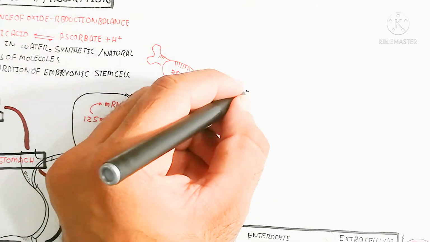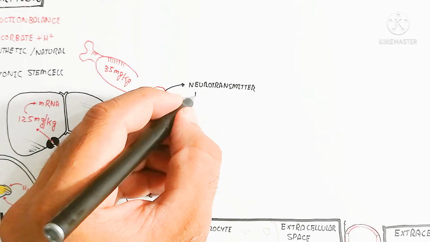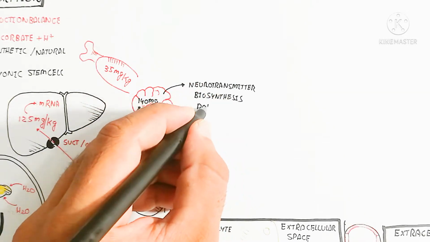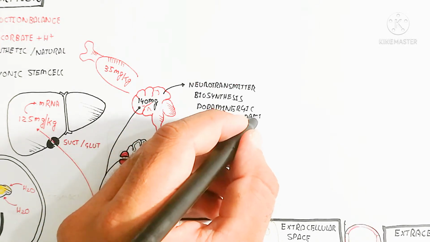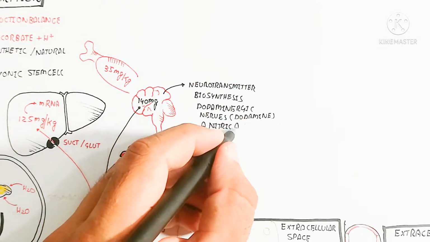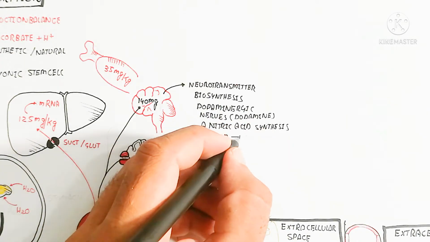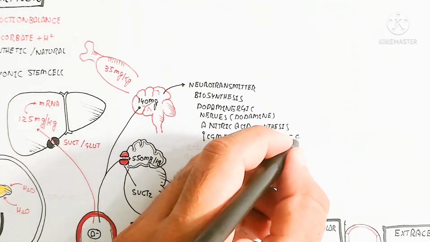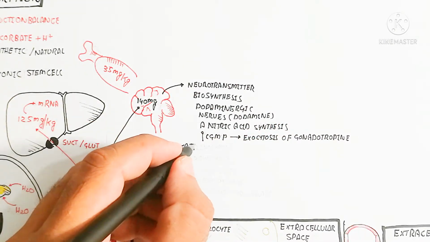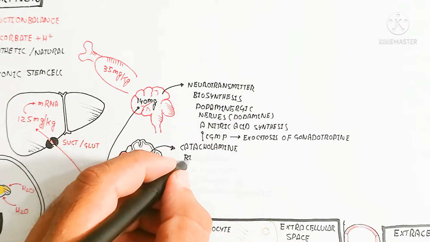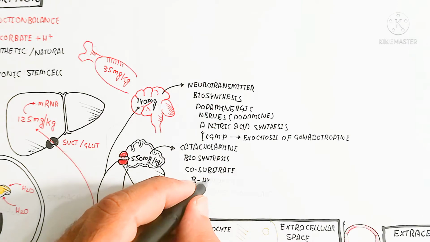So why is this important? Vitamin C is very important because of the synthesis of neurotransmitters, the biosynthesis of dopamine, and the dopaminergic neuron function, and nitric oxide synthesis. The nitric oxide is used for vasodilation. So this is the vasodilation and the angiogenesis. On the other hand, cGMP is increased and exocytosis of the gonadotropin also occurs.